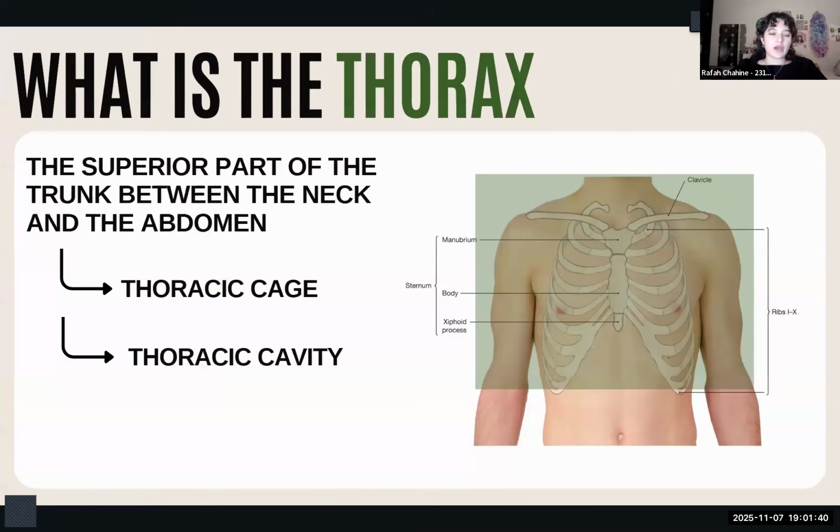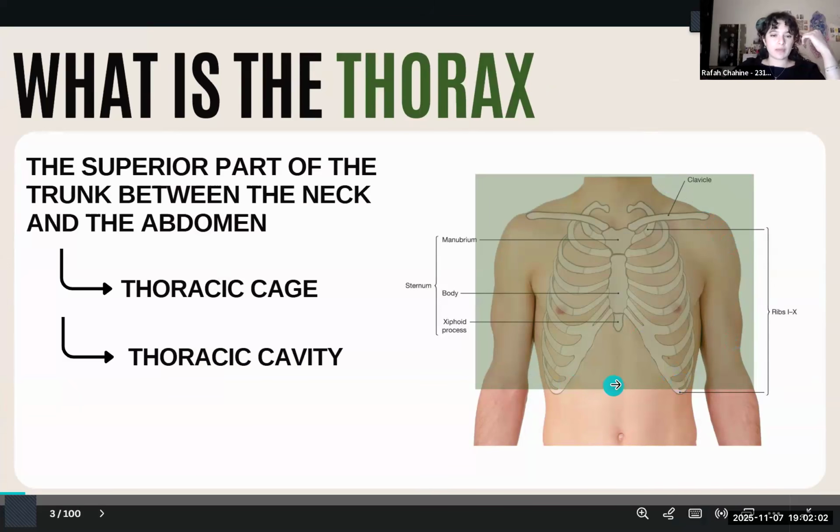So, firstly, what is the thorax? When I say thorax, I'm talking about the superior part of the trunk. What is the trunk? When I tell you, what is the trunk? You will tell me, it's the part of your body that is from the waist up until the neck, all right? So the thorax is a superior part of the trunk, which starts at the base of the neck right here and ends at the upper abdomen.